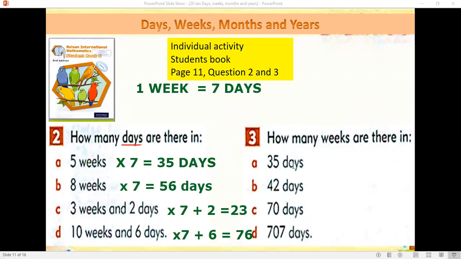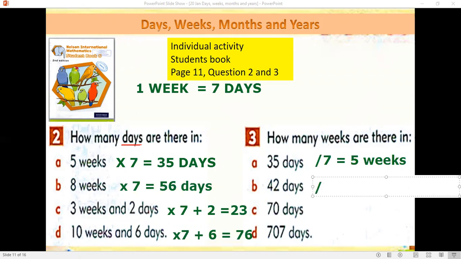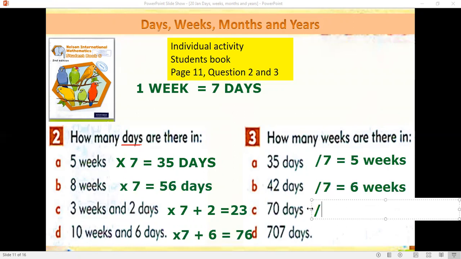Now, can you try this one? Now, it's the opposite. There are 35 days. How many weeks? So, since the number of days is more than the weeks, you have to divide. So, you remember, when we are converting weeks to days, you are going to multiply. And question 3, what do you think we have to do? We are going to divide. Can you try? Okay, check your answer now. So we are going to divide 35 divided by 7, which is 5 weeks. Next, what's your answer? Divide by 7 equals 6 weeks. Again, divide by 7. Yes, 10 weeks.